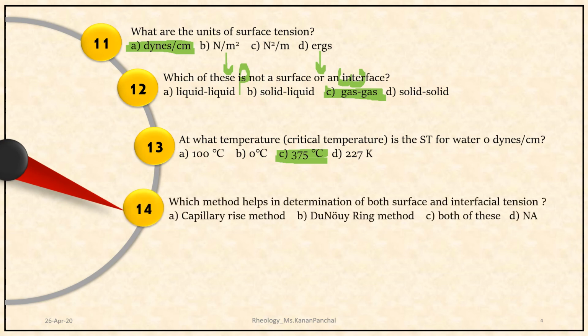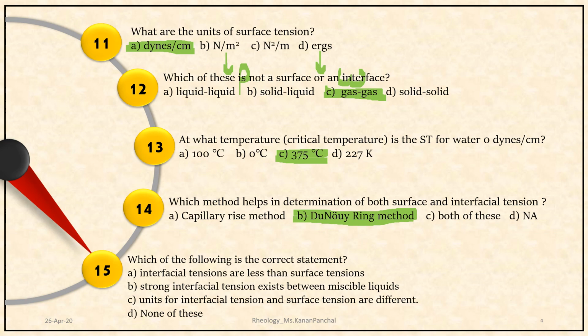Which method helps in determination of both surface and interfacial tension? Now, capillary rise method will only give you the surface tension. It won't tell you the interfacial tension. So the correct answer is Du Nouy ring method. Du Nouy ring method helps us determine both surface as well as interfacial tension.